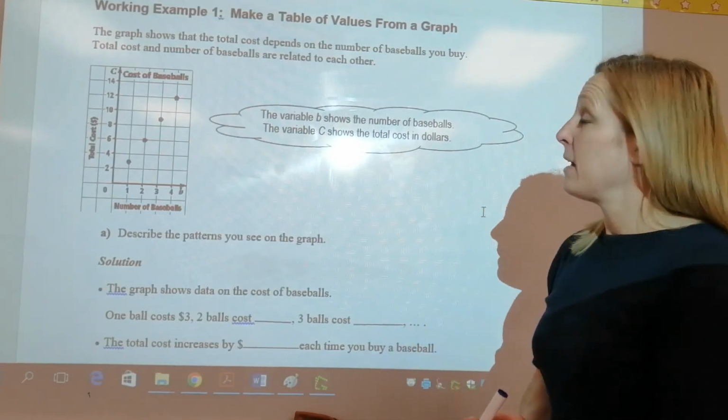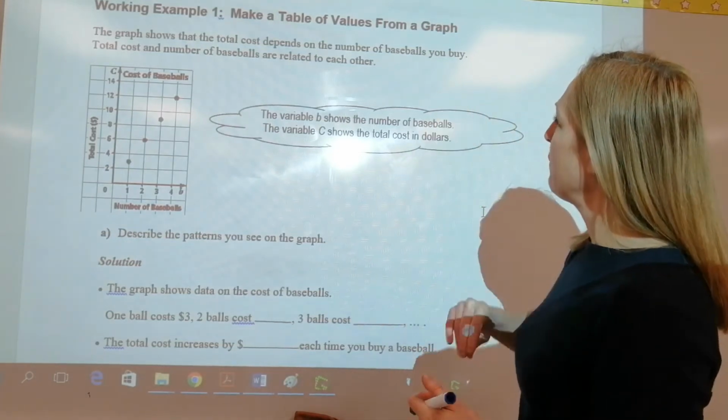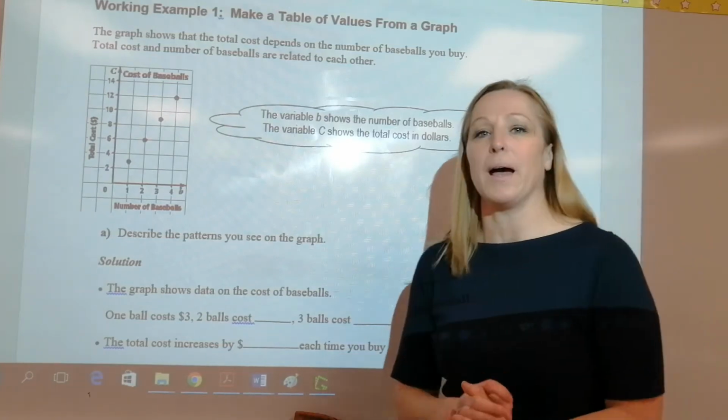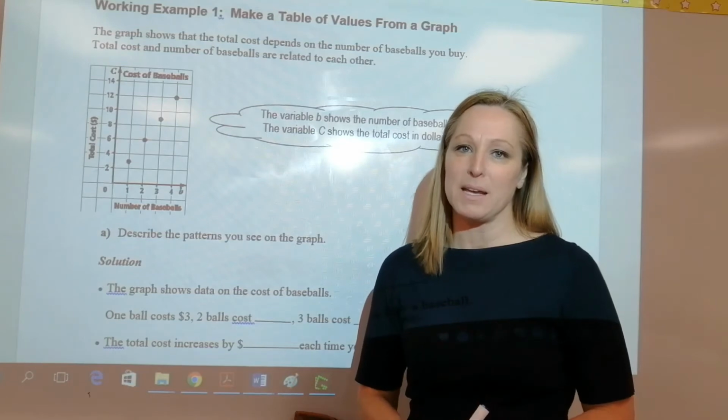So we're going to take a look now at how to make a table of values from a graph. This graph here shows the total cost depends on the number of baseballs you buy. So happy to see a question about baseball.